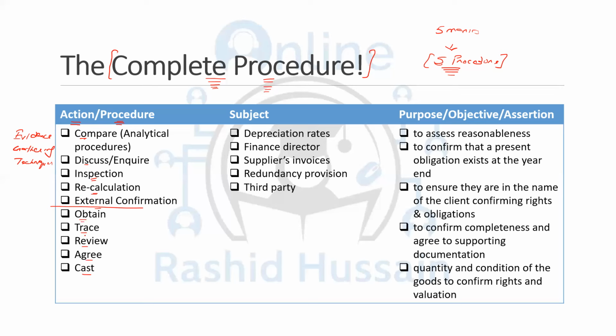Are you going to obtain something? Are you going to trace something? Are you going to review something, or agree something, or cost something? So this is the first part of the procedure. That means the action of the procedure. The second part is the subject.